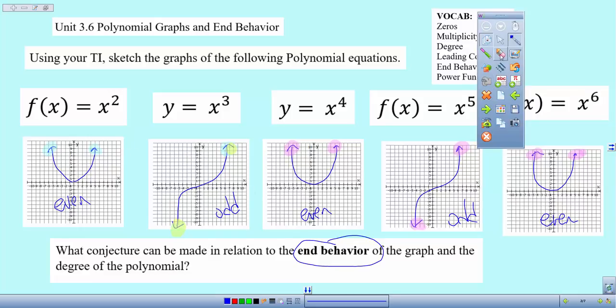Not what's going on in the middle. We don't care about it. It's almost like I could take the eraser and erase this part, because I really don't care about that part. What I care about is the end behavior of this parent function, or power function, which is also referred to as the parent or power function. Okay, so let's go on to the next slide and take a look at a few.